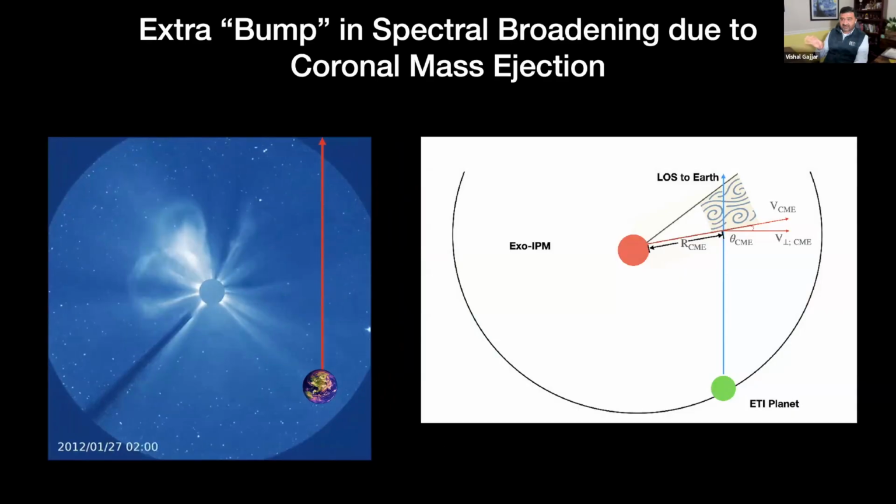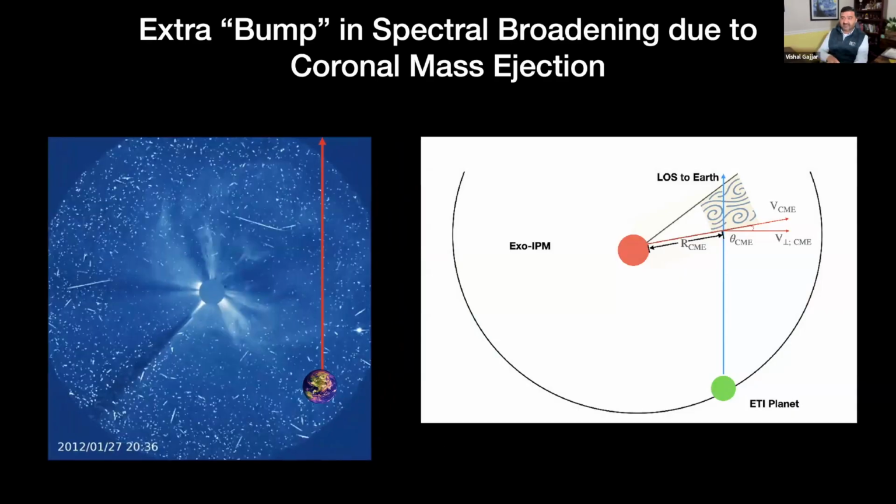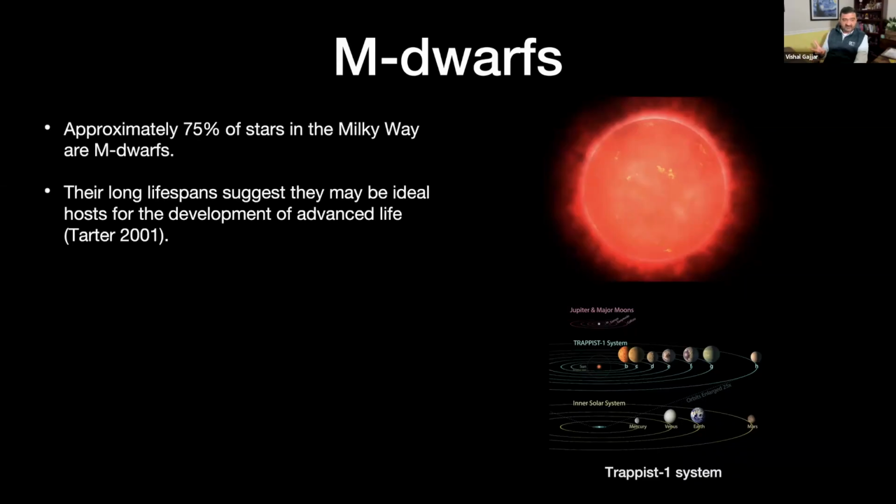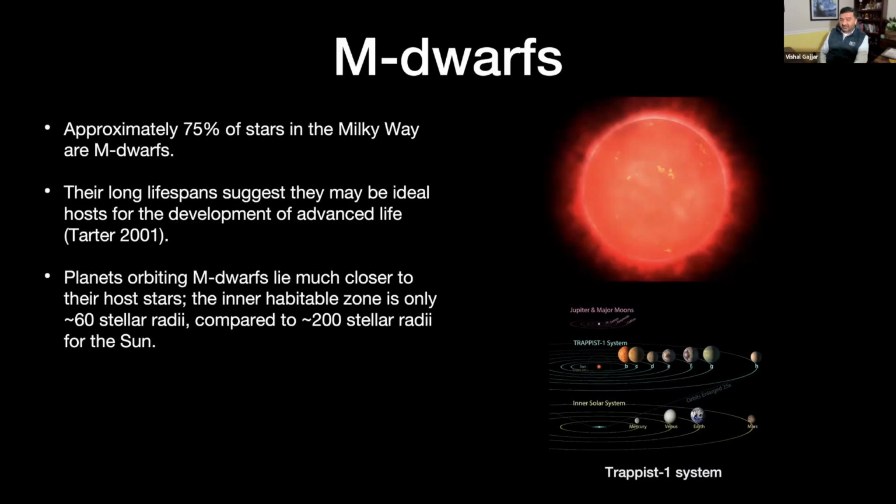Now, this was all about the sun. Not every star in the sky is a sun-like star. 75% of the stars are M-dwarf stars, so this effect also needs to be considered for M-dwarf stars. They also have a pretty long lifespan. I think Jill is in the audience, and Jill has also advocated for searching around M-dwarf stars because they have a long lifetime and are more suitable places for advanced civilization or advanced life to exist. Planets orbiting M-dwarf stars are much closer to their host star. Their habitable zones are closer. As you can see in the bottom image, the TRAPPIST-1 system sits very close to its star compared to the solar system. This again creates more of the problem I was talking about.